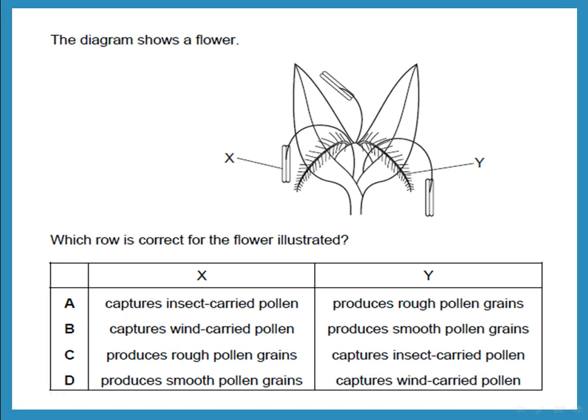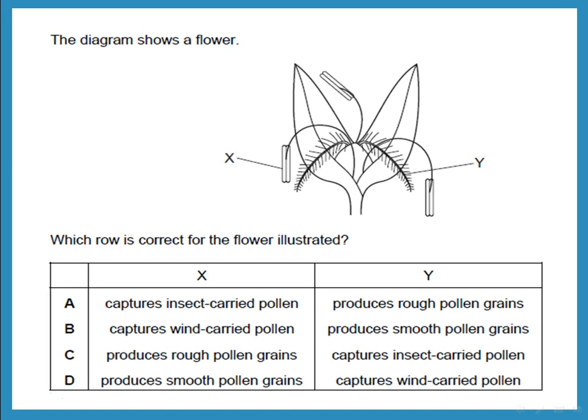Here he says the diagram shows a flower. Which row is correct for the flower illustrated? Of course, when I look at the diagram, obviously the anther is hanging out, the stigma is feathery and hanging out. So this is a flower that is pollinated by wind.